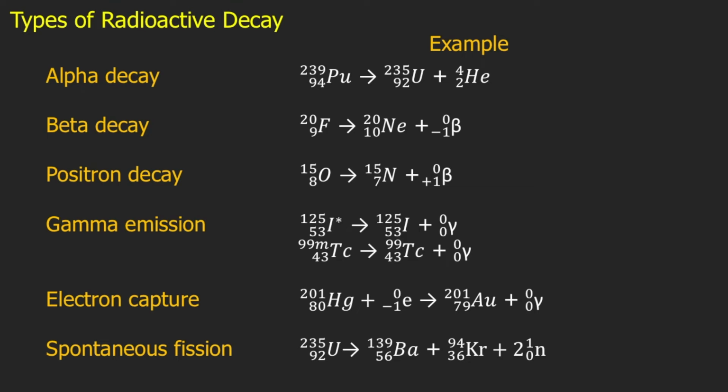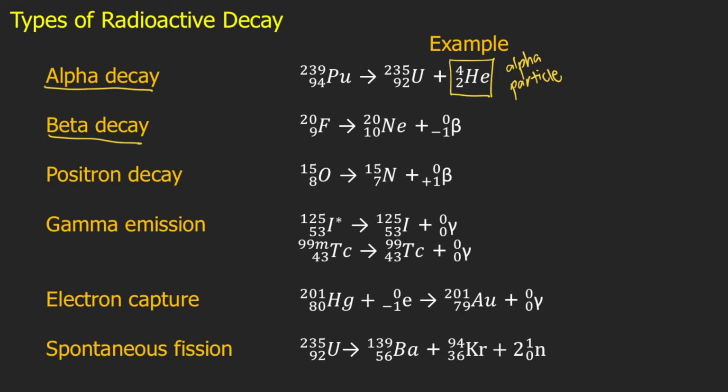So let's start with alpha decay. This is also known as alpha production or alpha emission. Your parent nucleus emits or gives off an alpha particle. So you can see an alpha particle on the right side of the reaction.